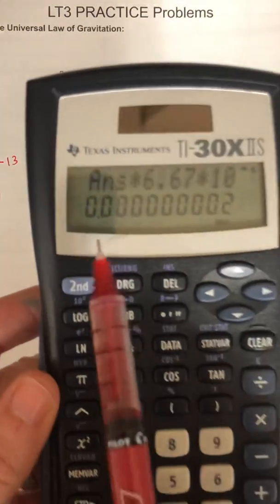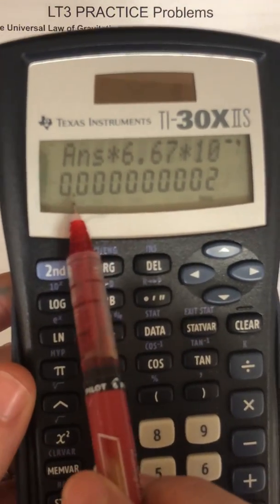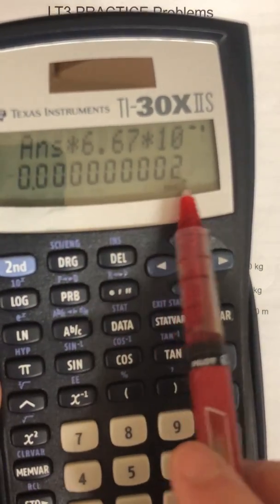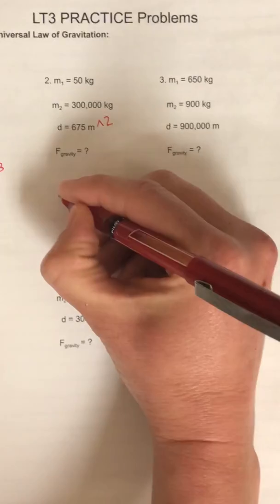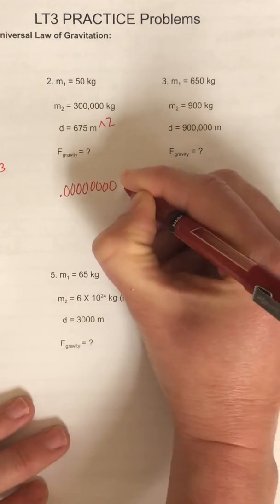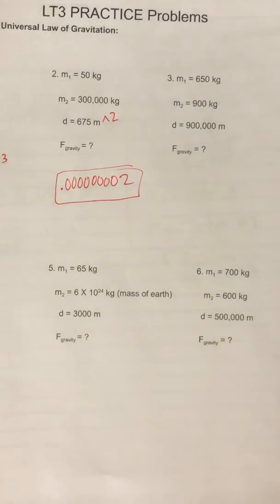You don't need this 0 if you want to leave it off. That's fine too. But you would just put a decimal and then 1, 2, 3, 4, 5, 6, 7, 8 zeros and a 2. So it would be 0.1, 2, 3, 4, 5, 6, 7, 8, and then a 2. And you would just ignore the please round to the nearest 10th thing.